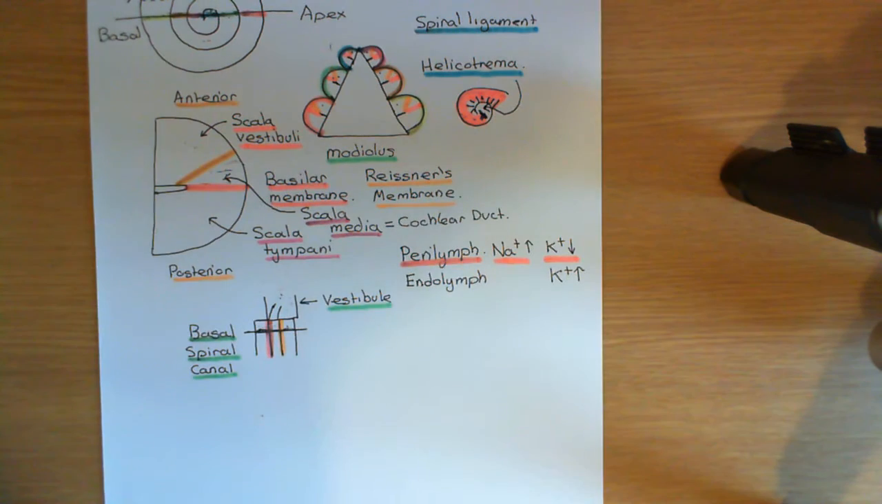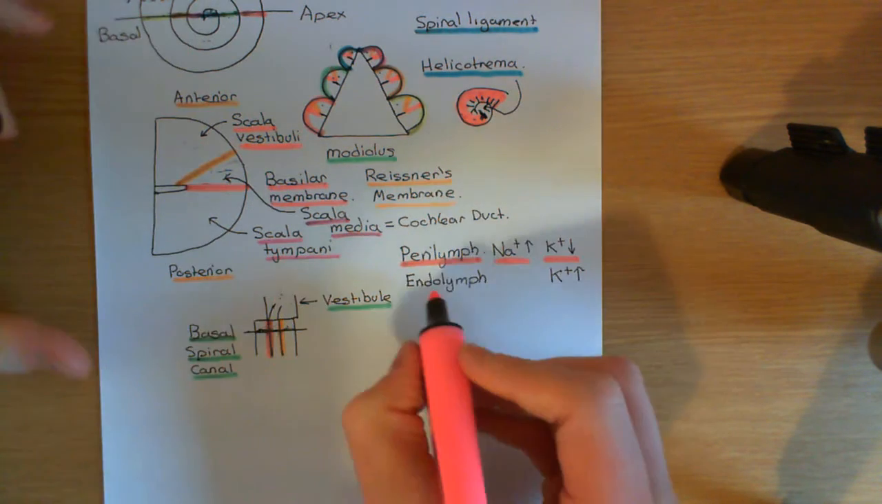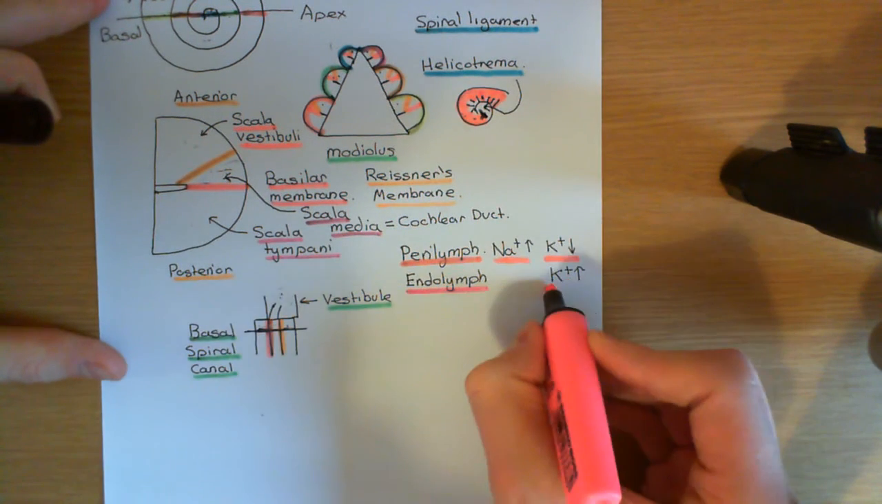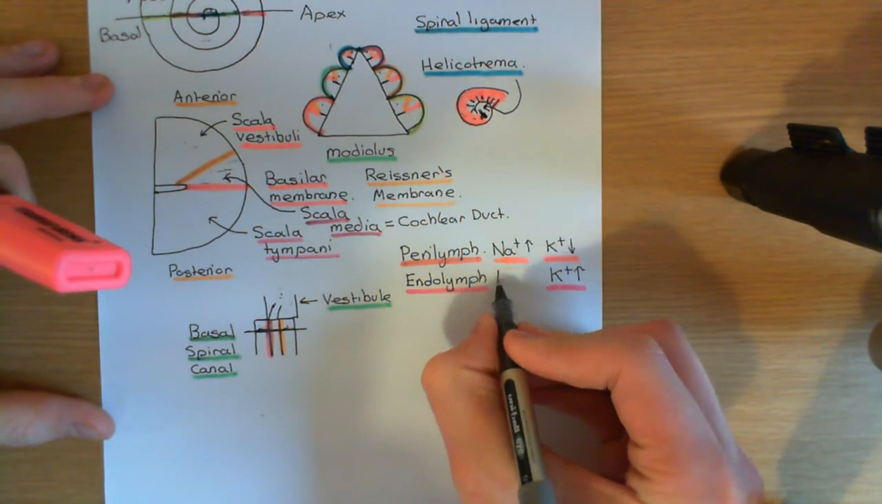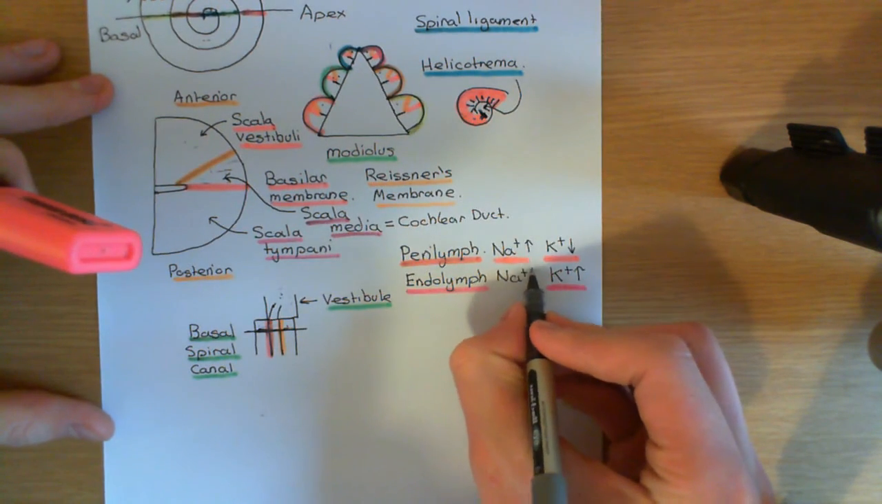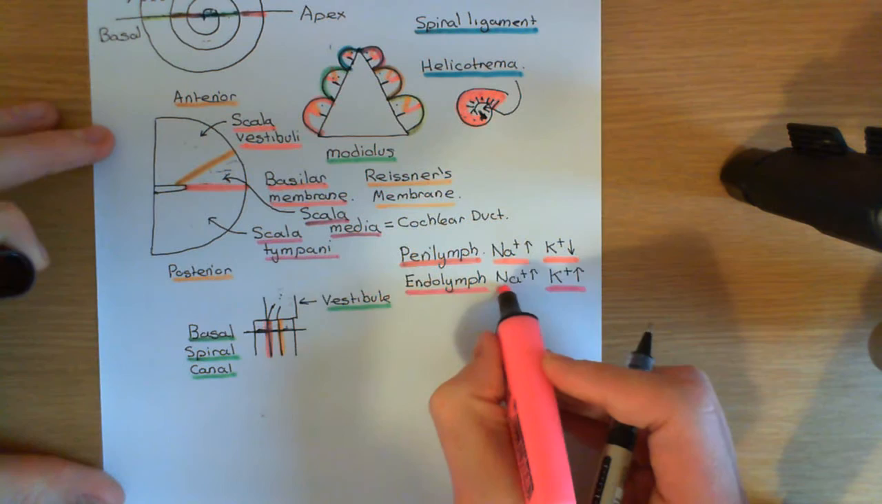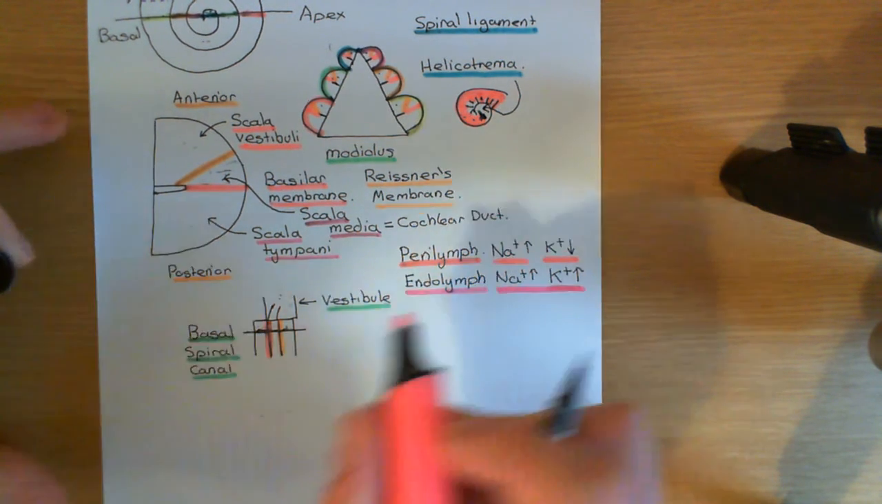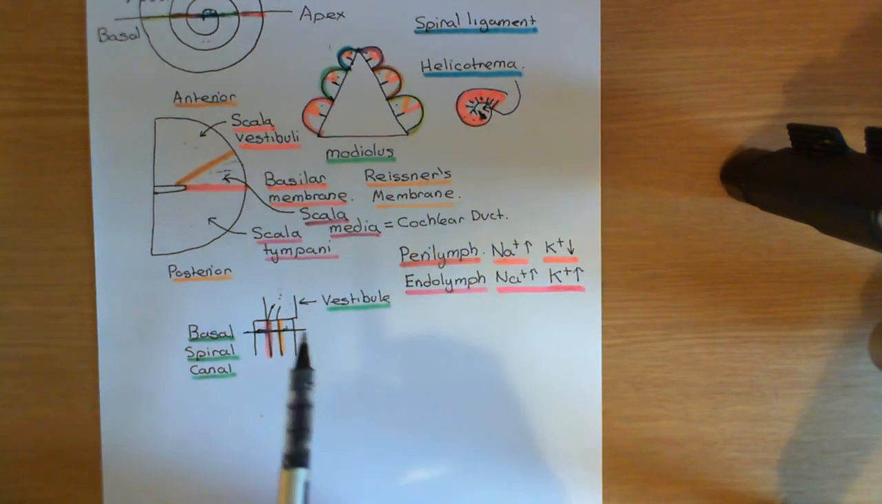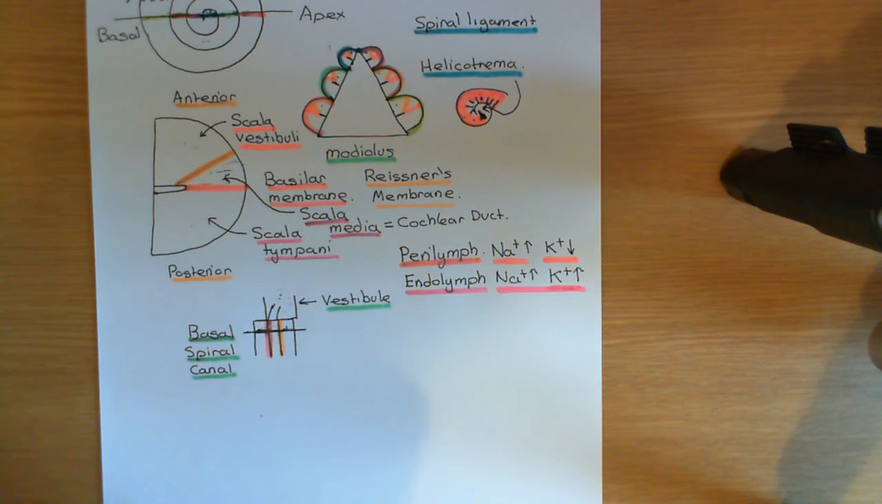Now that's very, very unusual for an extracellular fluid. So endolymph has a very, very high potassium concentration. It will still have a large amount of sodium in it, but it also has a very large amount of potassium in it, and that's what makes it special. And this is going to be really important for the function of the cochlear duct and indeed the vestibular duct.